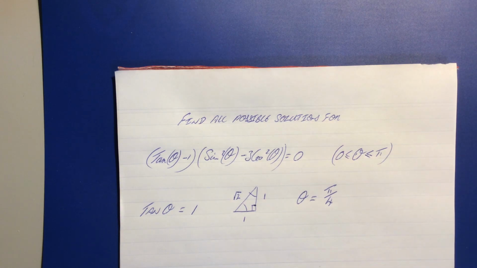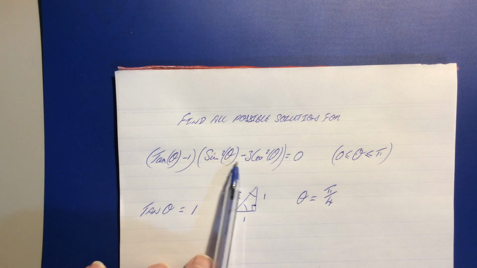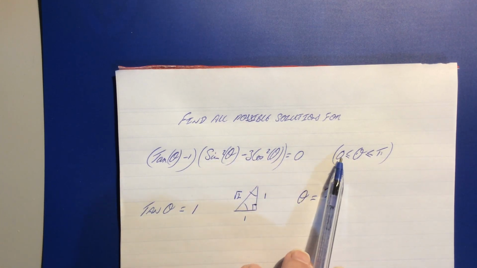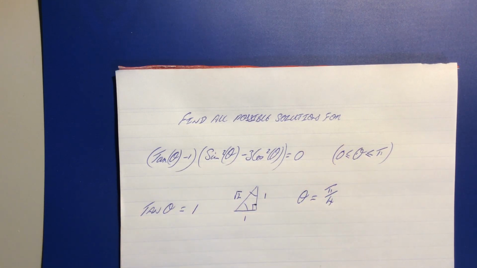Today we're going to try and find all possible solutions for this: (tan theta minus 1) times (sine squared theta minus 3 cos squared theta) equals 0, between 0 and pi for theta. Now, the solutions all involve tangents. There's the clue. Anyway, let's dispose of the first one, the easy one.